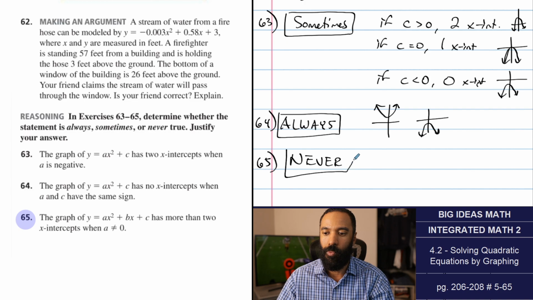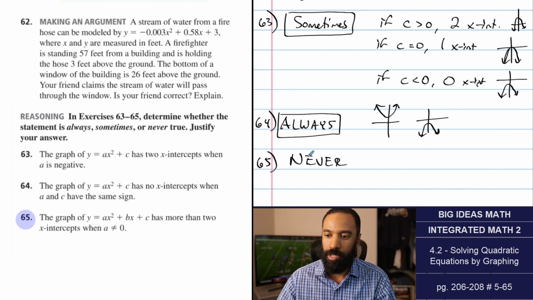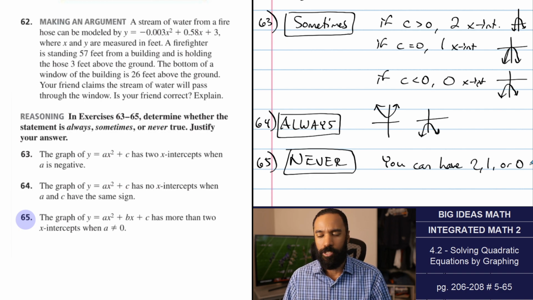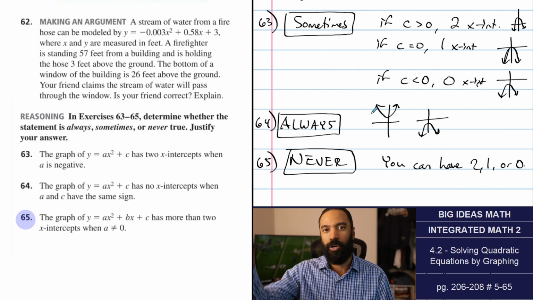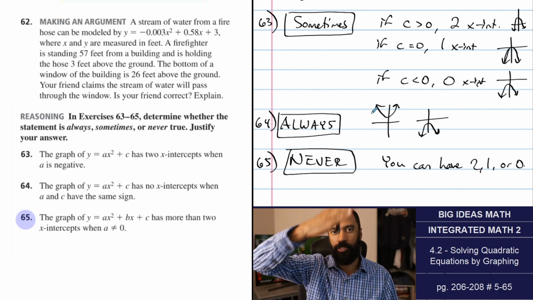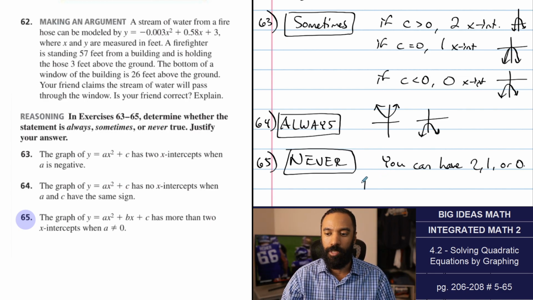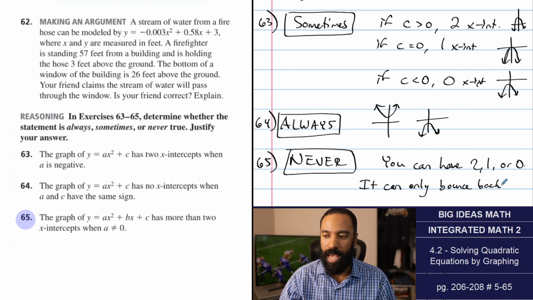You either have 2, 1, or 0. You can technically have an infinite... well, no, not x-intercept. So you have 2, 1, or 0. This is because a quadratic only passes through something once, or twice. It can go here, it can bounce back once and do that. It can't do it again. It can't curve back as many times as it wants. It can only bounce back once at most.